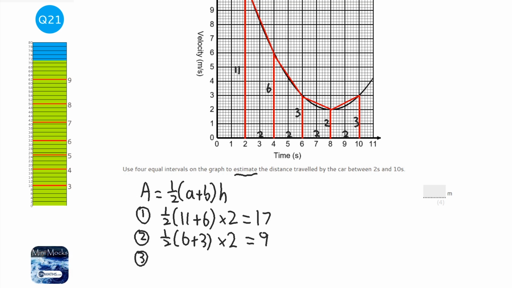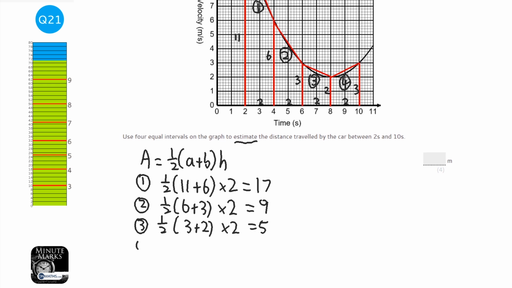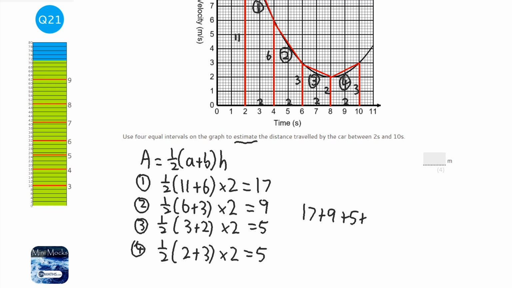The third trapezium, and if you want to, you can actually just number them on the actual graph itself to show the examiner, yep, this is the one I'm trying to work out. So that's going to be half of, and what is it this time, 3 plus 2, times 2, which is just going to be 5. Let's just scroll it down a little bit. The fourth one is going to be half of 2 plus 3, times 2, which is also going to be 5. So to work out the total distance, 17 plus 9 plus 5 plus 5. I don't know why I'm using a calculator for this as well, but it's here, so we might as well use it. So it's going to be 36.